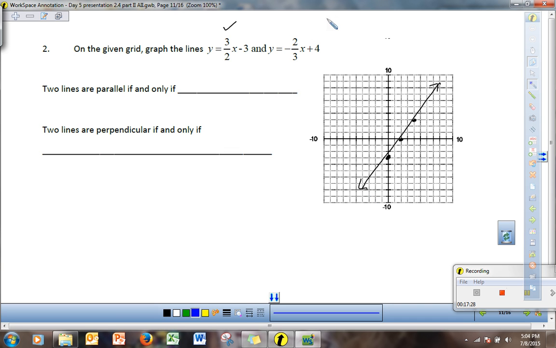Let me switch colors on you. And let's graph this one. Y equal negative 2/3 x plus 4. Let me start up here at 4. This slope, however, though, is down 2 and over 3. Down 2 and over 3. Or up 2 and over 3. Okay, watch what happens, though, when I connect these dots.